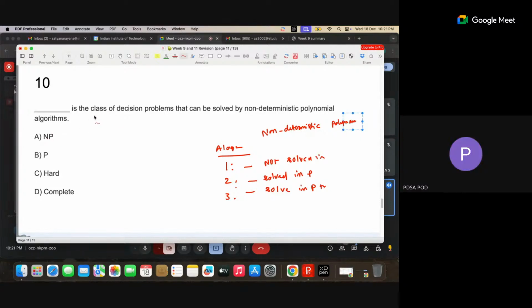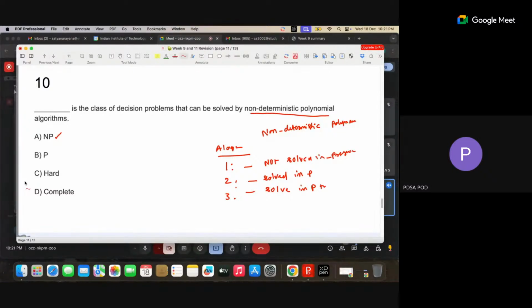NP is the class of decision problems that can be solved by non-deterministic polynomial time. They are trying to ask you what exactly NP is. Some particular part of the algorithm is solved in polynomial time, and some part is not solved, so it is preserved for researchers in future. Such problems are called NP problems.